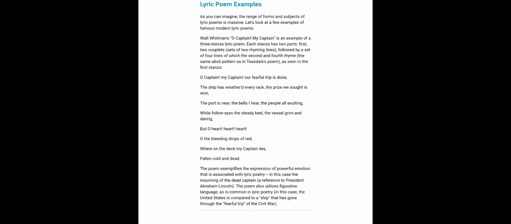Lyric poem example. As you can imagine, the range of forms and subjects of lyric poems is massive. Let's look at a few examples of modern lyric poems. Walt Whitman's "O Captain! My Captain!" is an example of a three-stanza lyric poem. Each stanza has two parts. First, two couplets, sets of two rhyming lines, followed by a set of four lines of which the second and fourth rhyme, the same A B C B pattern as in this poem.